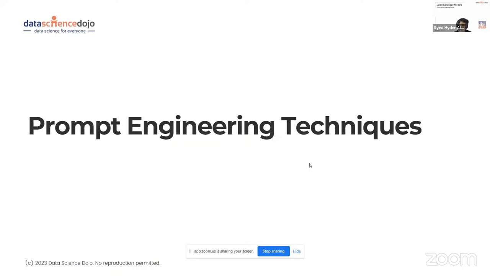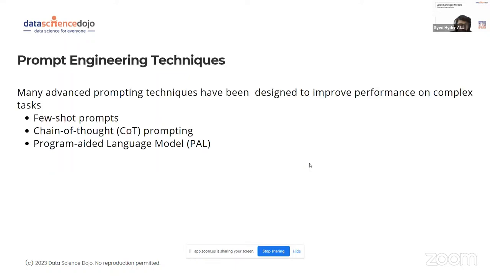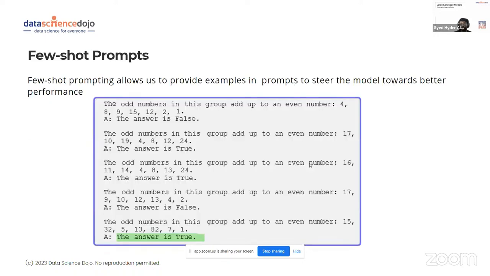So now comes prompt engineering techniques. I'll be discussing a few techniques, and then we'll practice them. You could see that there are some techniques: few-shot prompts, chain of thought prompting, and PAL, the program-aided language model. Few-shot prompting allows us to provide examples in the prompt. So in few-shot, we actually give it some examples.